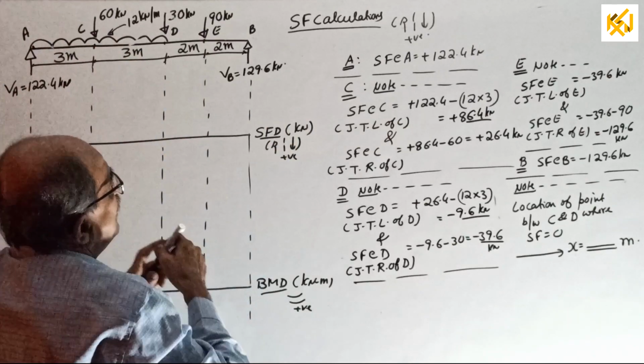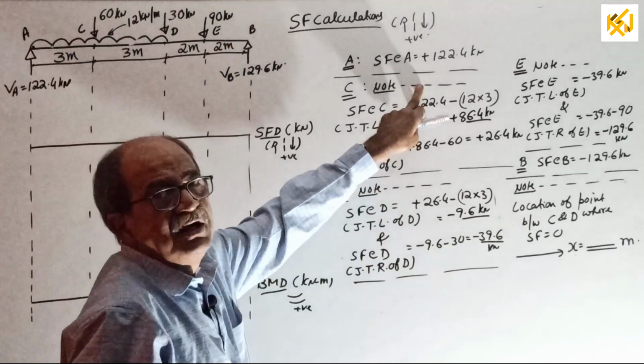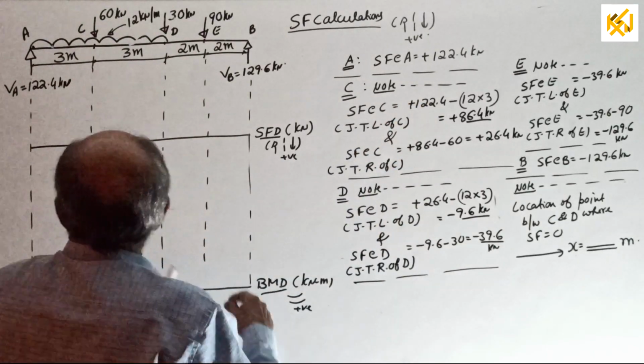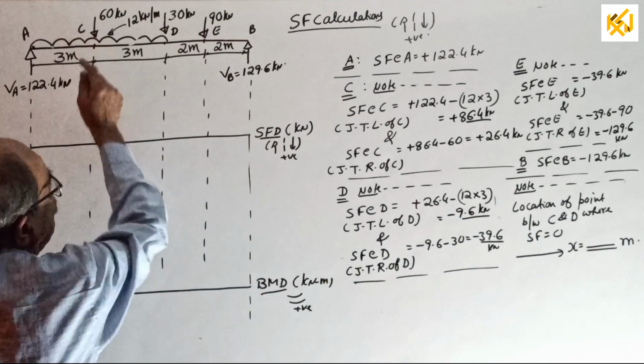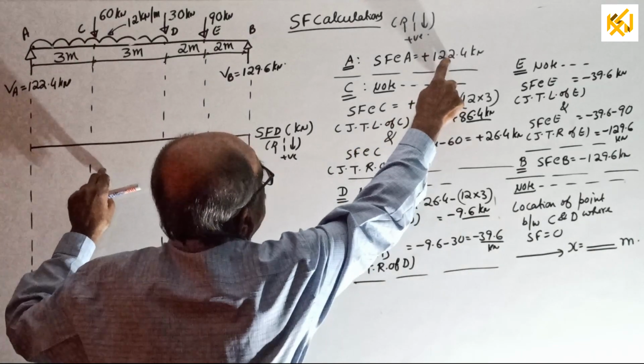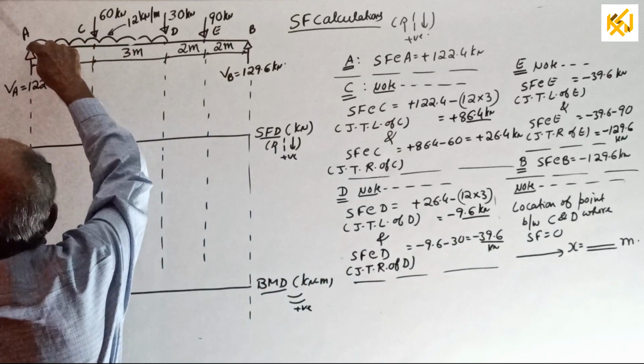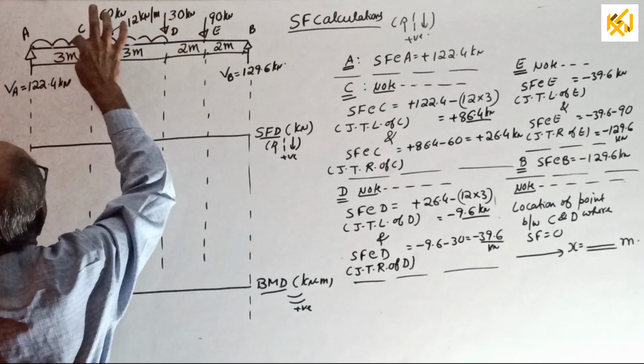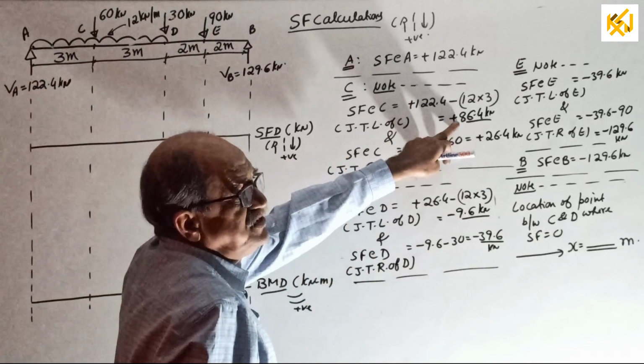At C, you have to write a note. There is a point load, so 2 calculations. Shear force at C, just to the left of C: 122.4 previous value, after A up to C, downward load of 12 kN per meter for 3 meter. Subtract, you get the shear force.